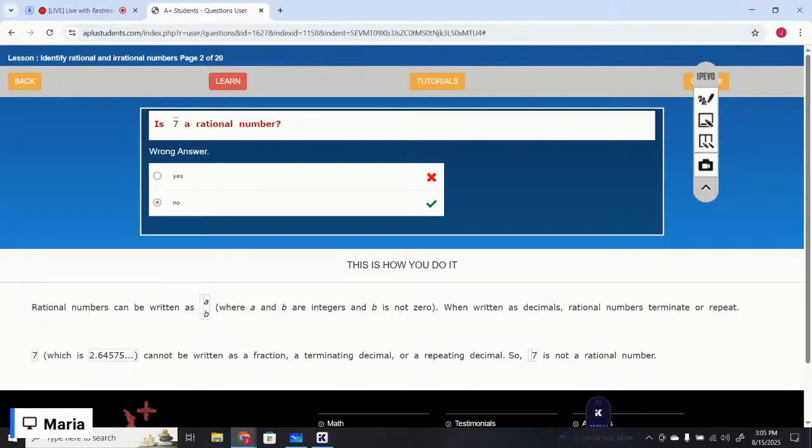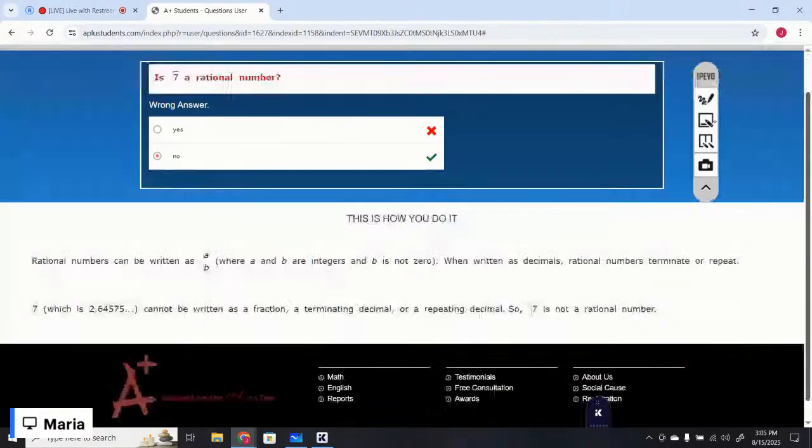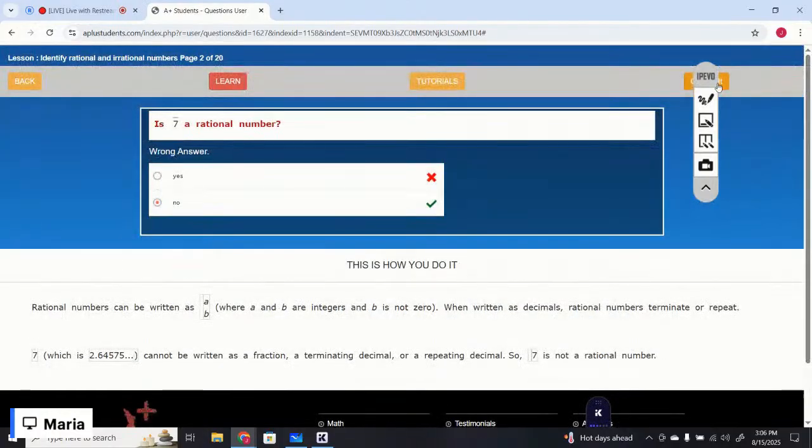Rational numbers can be written as a by b. Why can 7 not? What is this? Square root 7? I think it is square root 7. Let me just see. Yes, that is square root 7. Sorry, not 7. So square root 7 is not a rational number, right? The correct option is no.